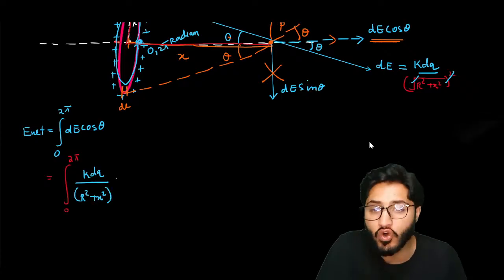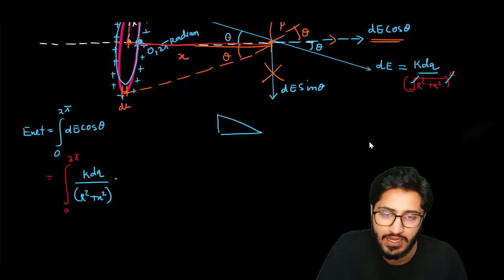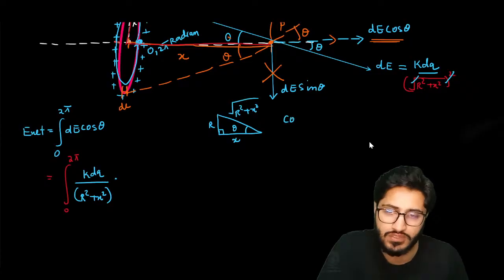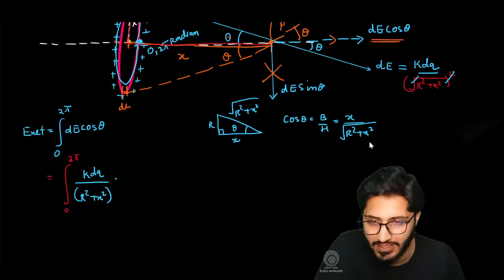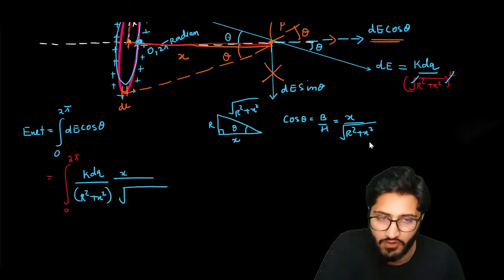Then cos theta. If we have a right angle triangle like this, this one is X, this one is my R, this is theta, and the hypotenuse is the square root of R square plus X square. So what is my cos theta? B by H. What is B? X. So it would be X divided by the square root of R square plus X square.